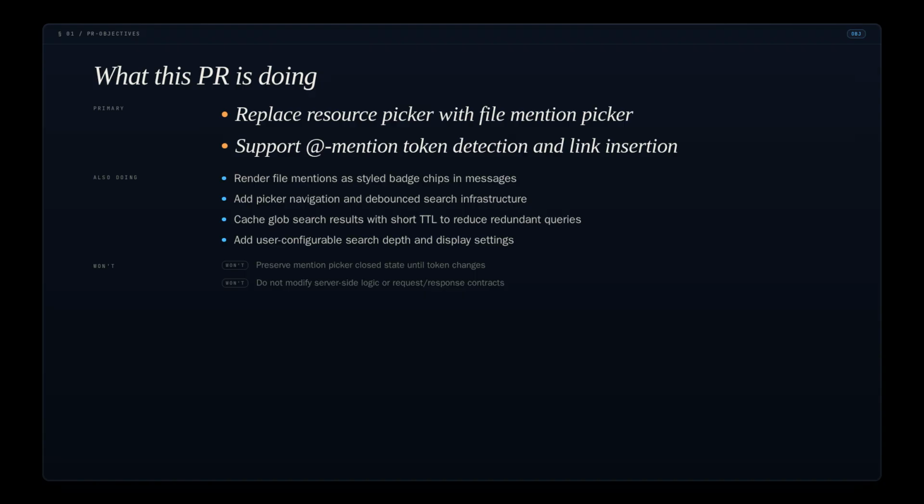Along the way, we're adding badge chip rendering in messages, building out picker navigation hooks, caching search results to reduce redundant queries, and making search depth user configurable. And we're respecting two key constraints. The picker won't pop back open while you're editing the same token, and the server-side contracts stay unchanged.